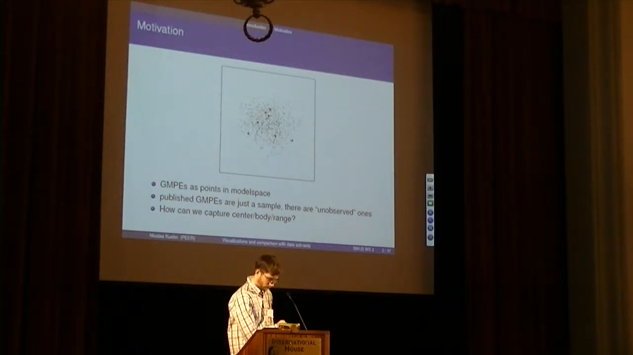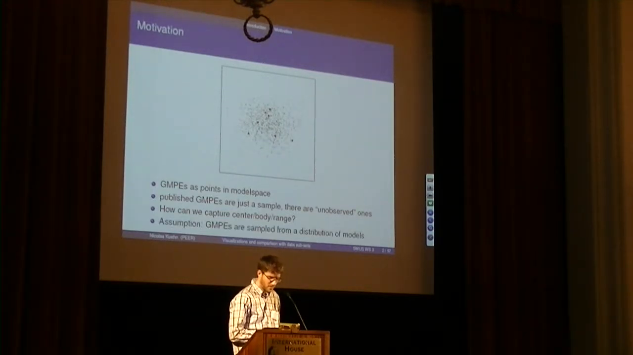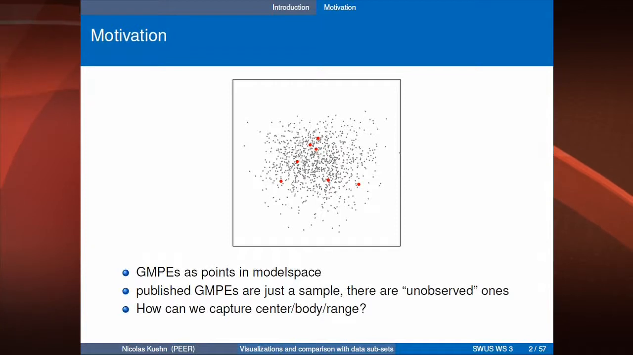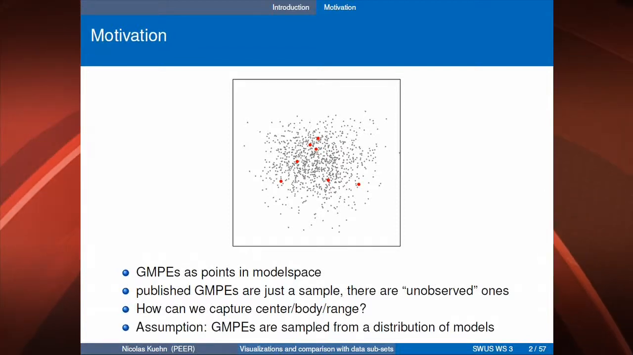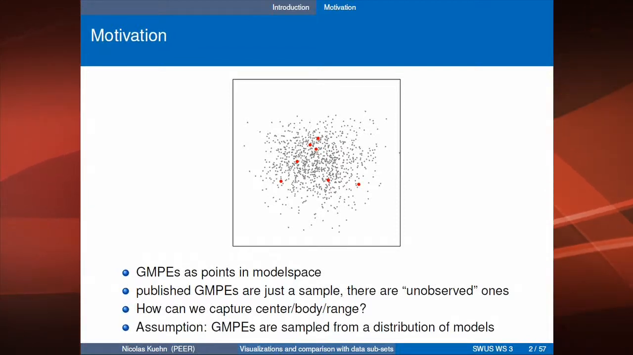And the assumption that we're going to make is just that GMPEs are a sample from an underlying distribution of models. So each model is a sample from a distribution of models. And then the only thing that we have to do is capture this distribution of models.